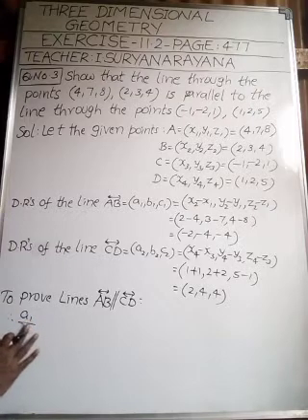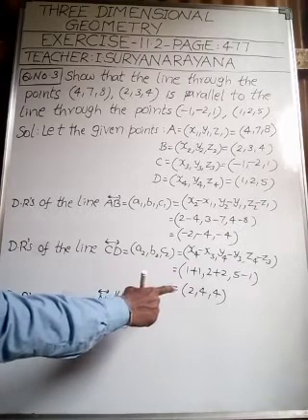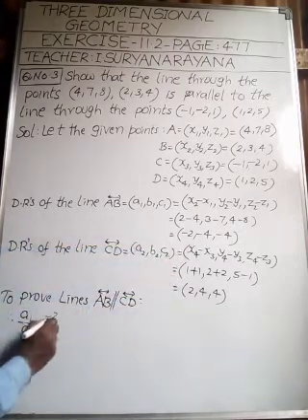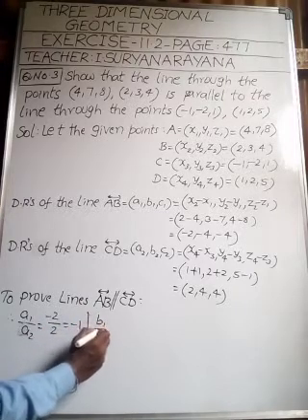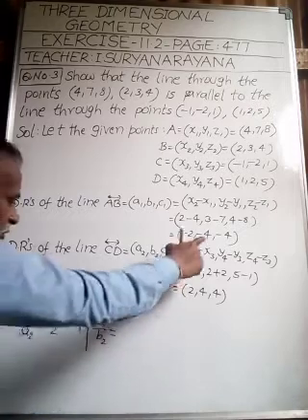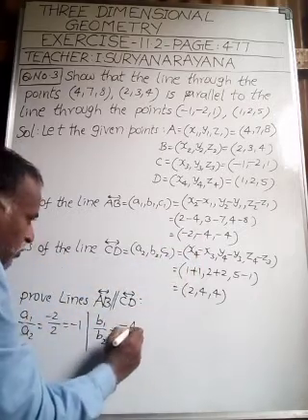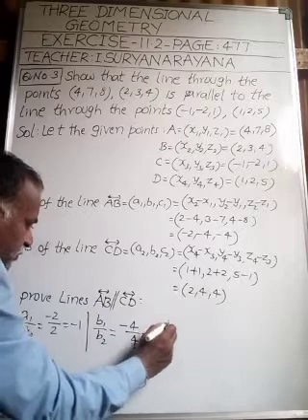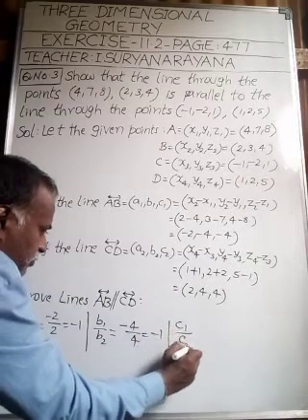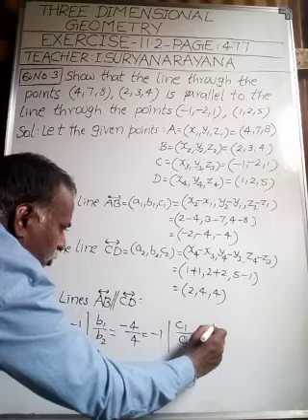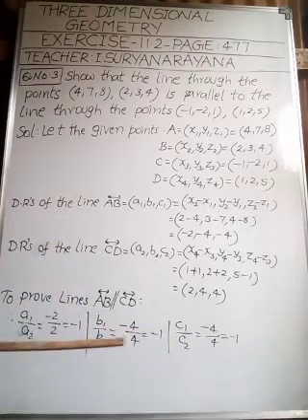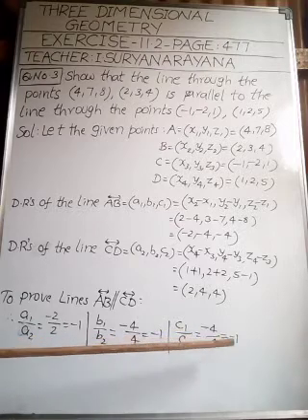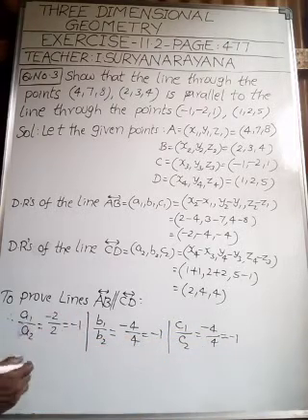A1 by A2. What is the value of A1 by A2? Minus 2 by 2. That is equal to minus 1. Okay, my children. Similarly, B1 by B2. B1 minus 4 by 4. What do we get here? Minus 1. Similarly, C1 by C2. Minus 4 by 4. That is equal to minus 1. In all these three cases, we got the same value. Minus 1, minus 1, minus 1. So, all these three ratios are equal.